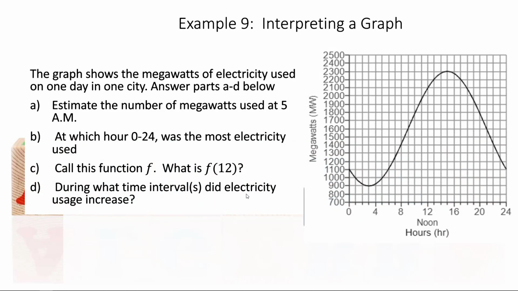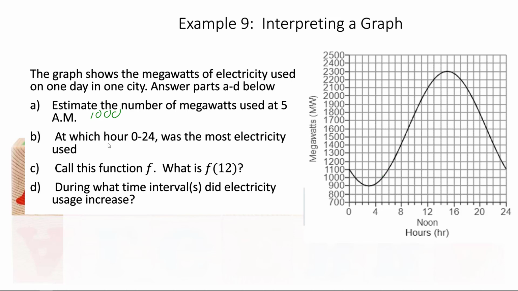So let's conclude with this particular problem or example, which, by the way, is a homework problem. Okay, so here we have the graph that shows the megawatts of electricity used in one day for one particular city. And we have to basically answer these questions, which is basically interpreting the graph. First one is to estimate the number of megawatts used at 5 a.m. Okay, well here's 5 a.m. Take the graph, comes up to here, and we hit 1,000. So the answer here is going to be 1,000.